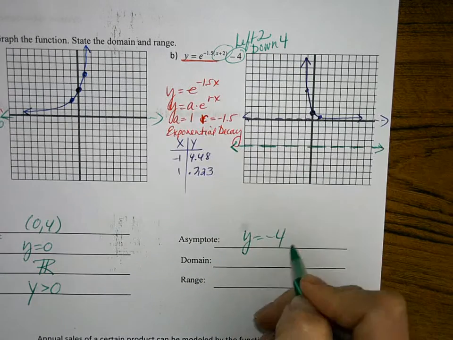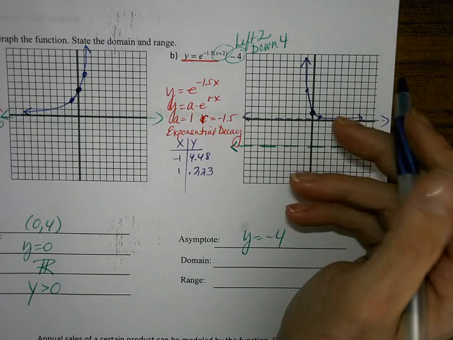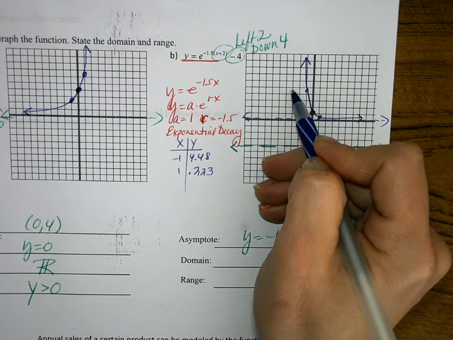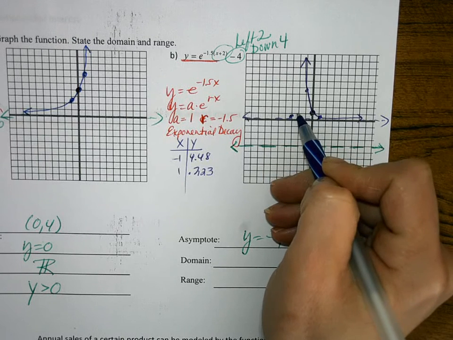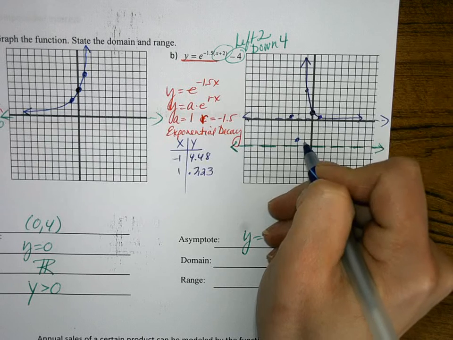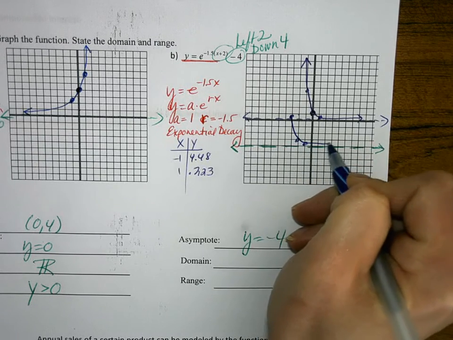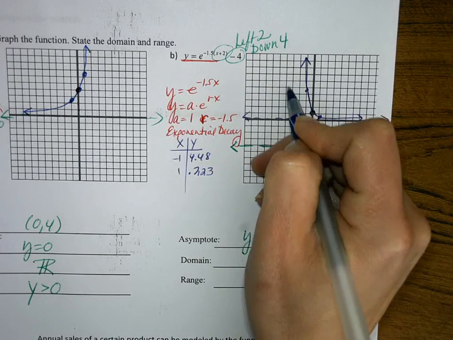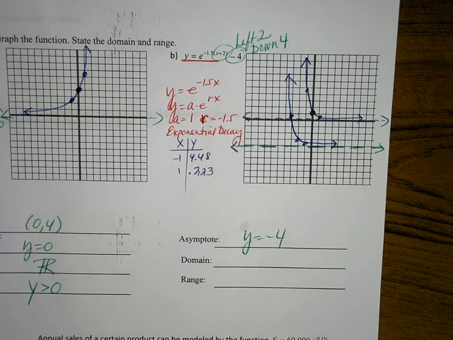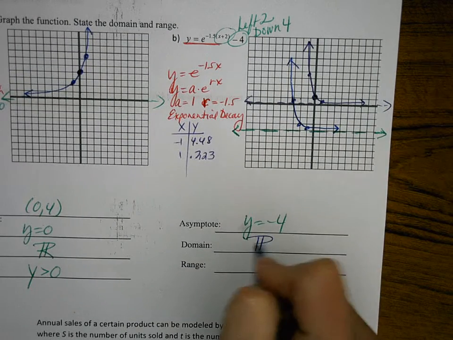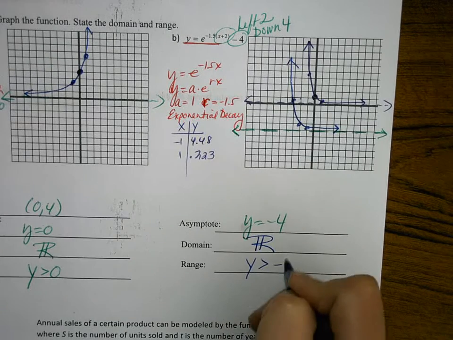All right, and then I'm going to take each point, shift them left 2, down 4. You got to estimate as best you can. Left 2, down 4. Left 2, down 4. All right, what is the domain of this situation, Jacob? All reals. What about my range? Beautiful. I'm above that line at -4.